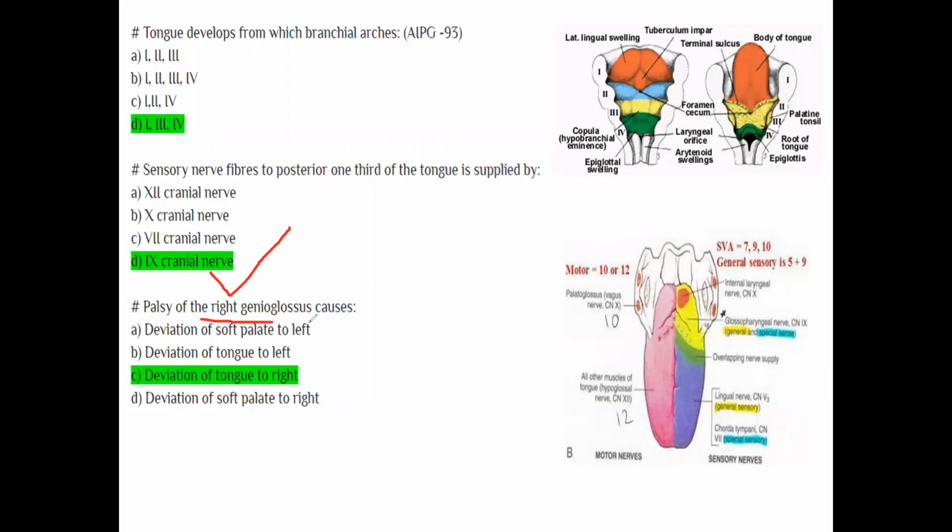Palsy of the right genioglossus: if the muscle genioglossus is paralyzed, the tongue will deviate to the affected side.